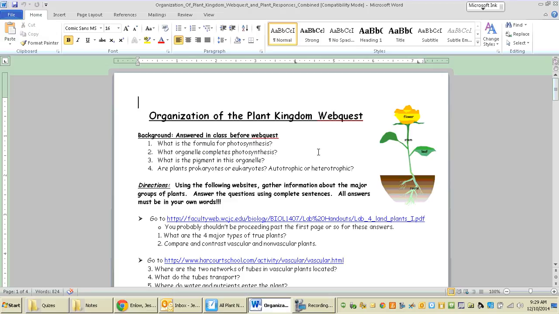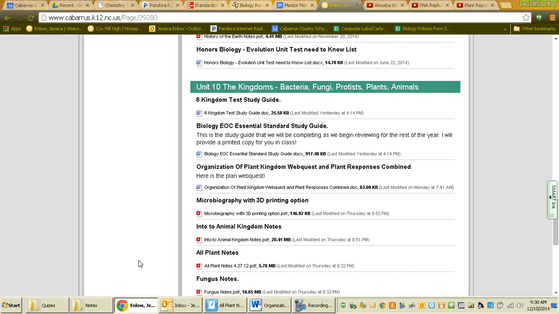So what you're going to do is when you get to the Plant Web Quest, this background information, if you don't remember these things, I can help you, but this is background information we've already talked about as of yesterday. You're going to go through the directions, click on the links, and answer the questions. Don't spend too much time on one website because there's only 2 or 3 questions per website. It's not really in depth. The Plant Web Quest is found on my website under the kingdoms, and it says Organization of Plant Kingdom Web Quest and Plant Responses, okay?